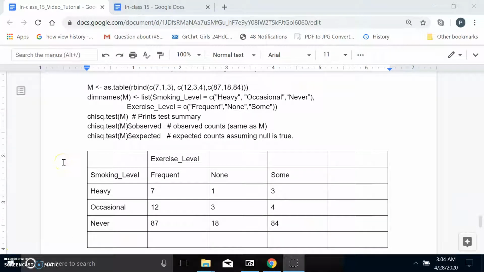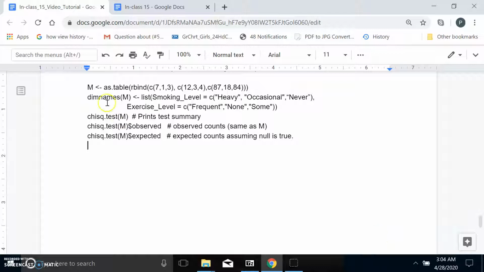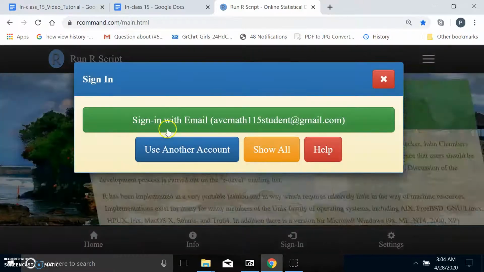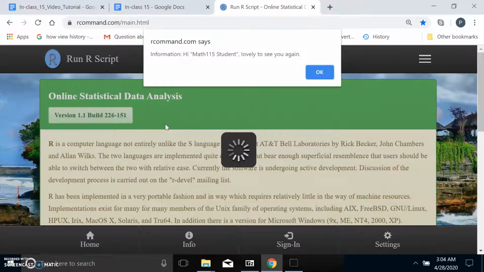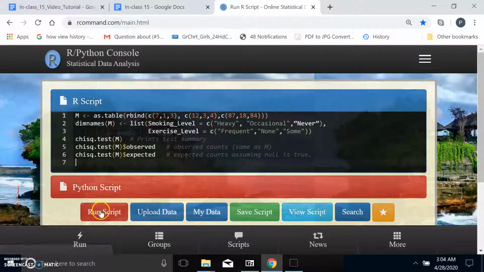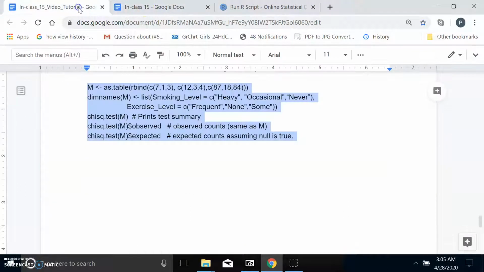First we can get rid of this table now. Let's then copy our R code, and go to run our script. Okay. Paste our code here. Run it. And there's our output below here. Okay, so let's copy this to our clipboard. And let's paste it below here.